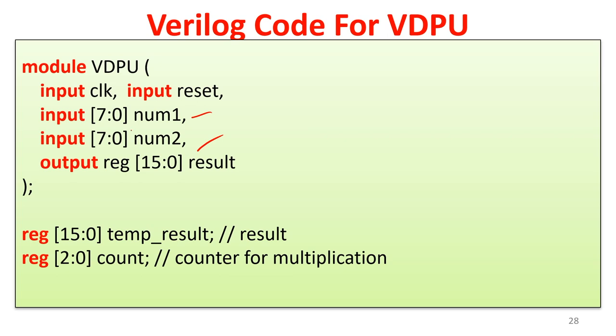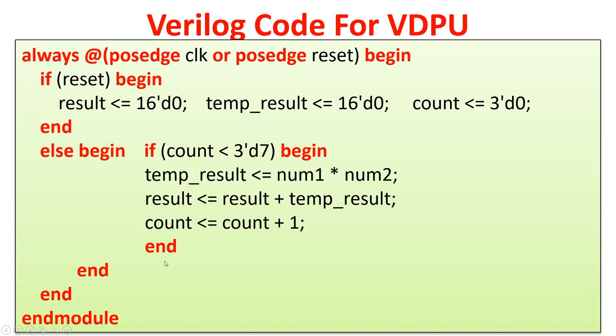In this case the numbers are 8 bit numbers and the result will be, suppose, 15 bit. So, this is the result and we are putting a counter for multiplications. And what we are doing is actually very simplistic. If reset is equal to 1, we are initializing result is equal to 0, temp result is equal to 0 and count is equal to 0. And we are doing this for 7 times.